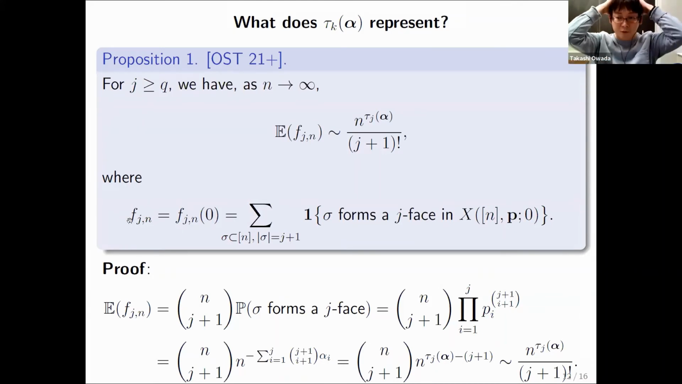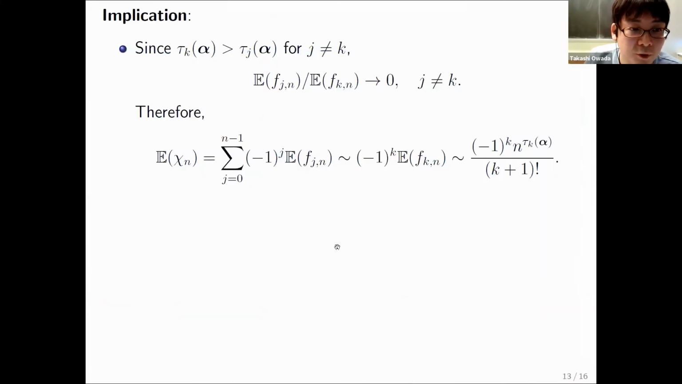First, take expectation on both sides, and you pick j plus 1 points with a probability like this. Just as I assumed at the beginning of my talk, this probability is given by the product of pi's. And remember the assumption, pi is equal to n to the minus alpha i. Applying such an assumption, we have this. And simple algebra shows this one is equal to this. So the proof is simple, but the implication is more important.